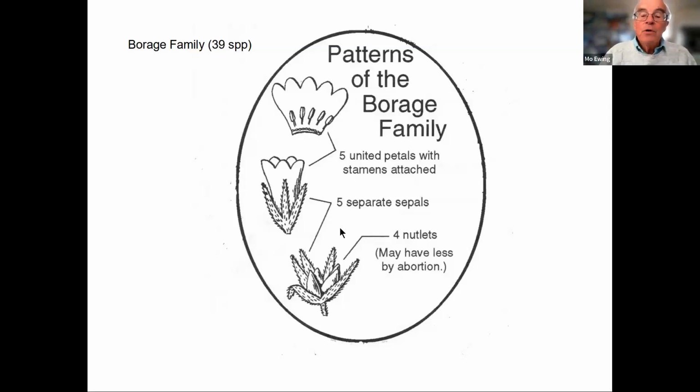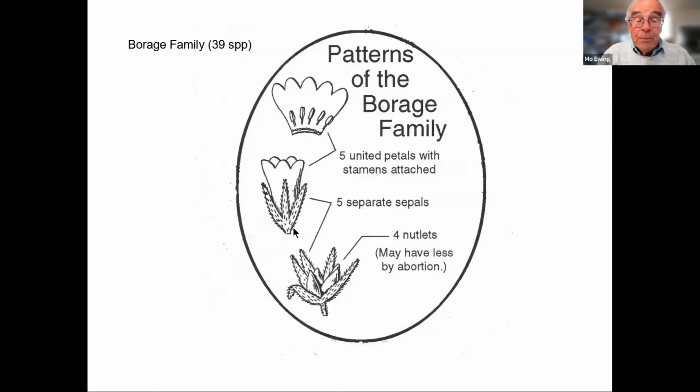The pattern of the borage family is 5 united petals. So here are the petals, and they're united. They're not cut all the way to the base. And the stamens are attached to the inside of the petals. They don't go all the way down to the receptacle. They're attached to the petal itself.